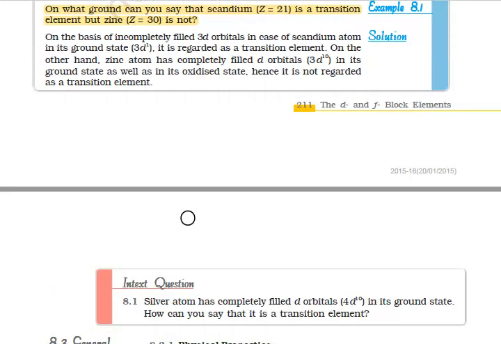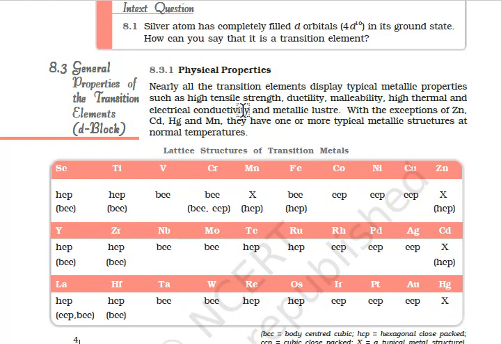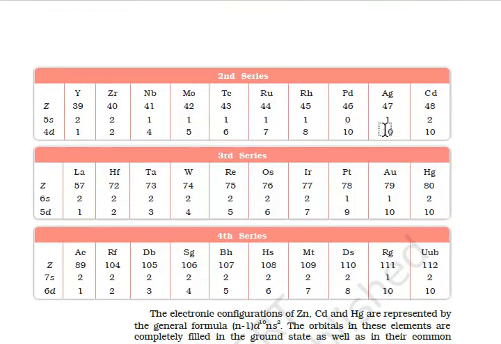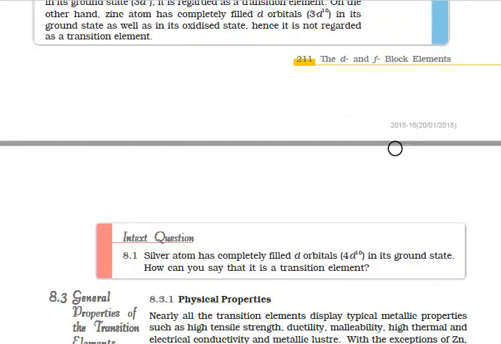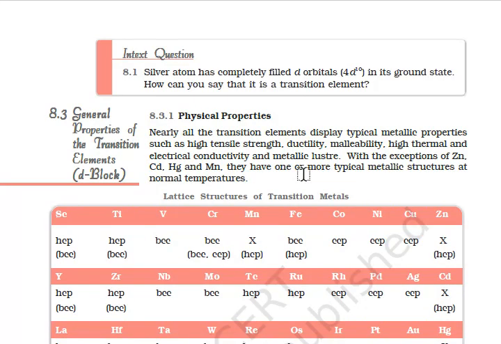Next, a question is asking that the silver atom has a completely filled 4d10 orbital in its ground state. Can you say that it is a transition element? Silver has only one electron present in its s orbital. Out of the two electrons in the 5s orbital, one electron has been transited to the 4d block in order to complete it. So yes, it is a transition element, due to the transition of an electron from the 5s orbital to the 4d orbital in its ground state.